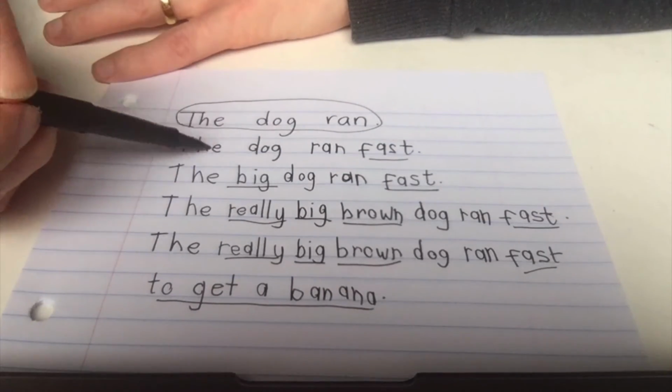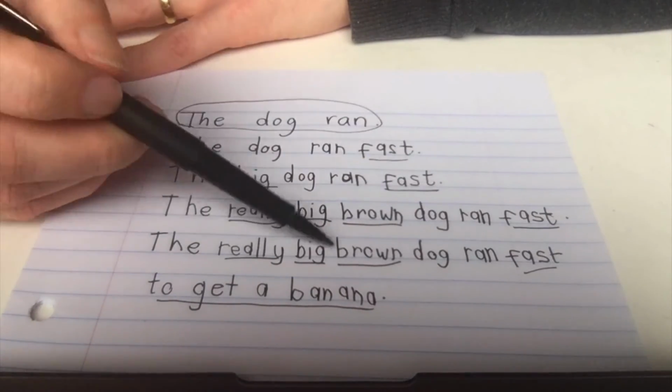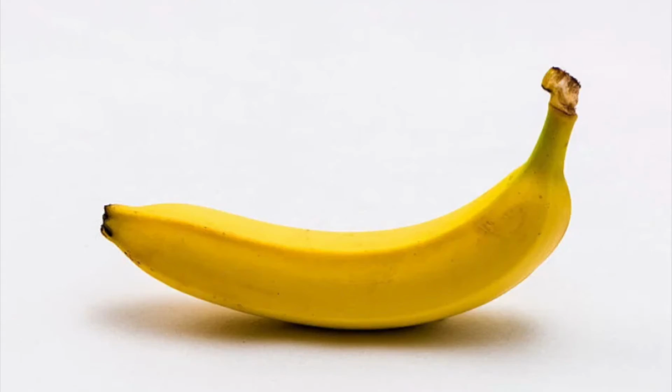But now we changed it to the dog ran fast. The big dog ran fast. The really big brown dog ran fast. The really big brown dog ran fast to get a banana. So now in your head, can you picture that? Can you see in your head? And he's running fast and he's going for a banana. Huh? Now I'm way more interested in this story than I was before, I have to say. The dog ran. Yeah, okay, the dog ran. Whatever, yeah. But now I'm kind of interested about what's going to happen to this dog.